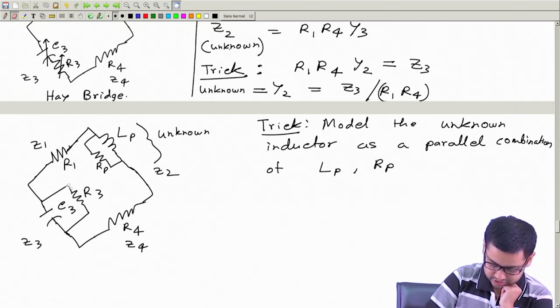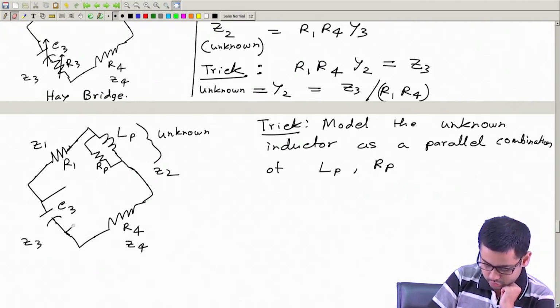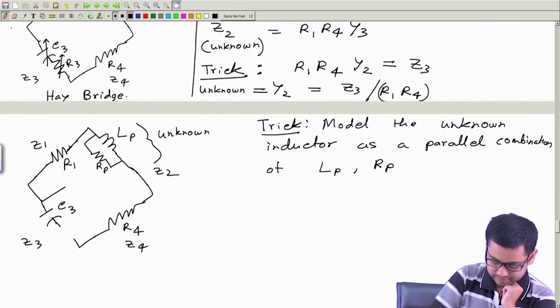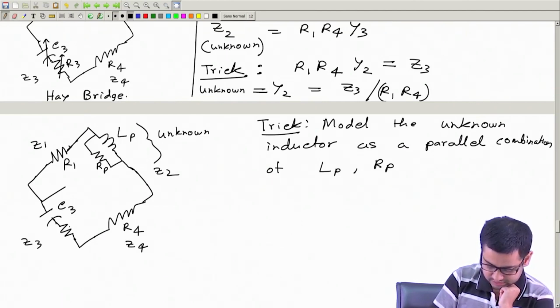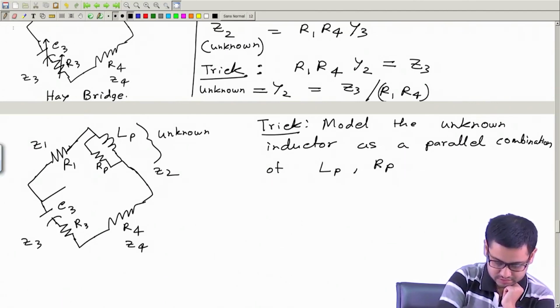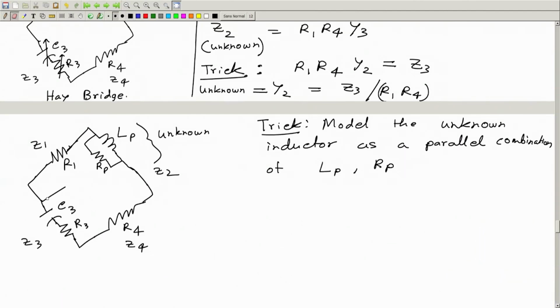By the way, this is in series due to the reason already mentioned. Okay. So, let us model it this way, and then the balance equation becomes simple.